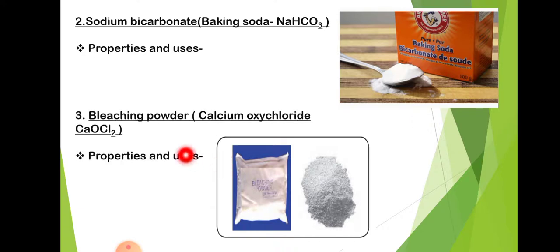Then the third is bleaching powder, which is also called calcium oxychloride, and its chemical formula is CaOCl2. It is basically used in wells and in swimming pools. The chlorine gas which is there in this powder is used to destroy bacteria, viruses and insects from the swimming pool and all.